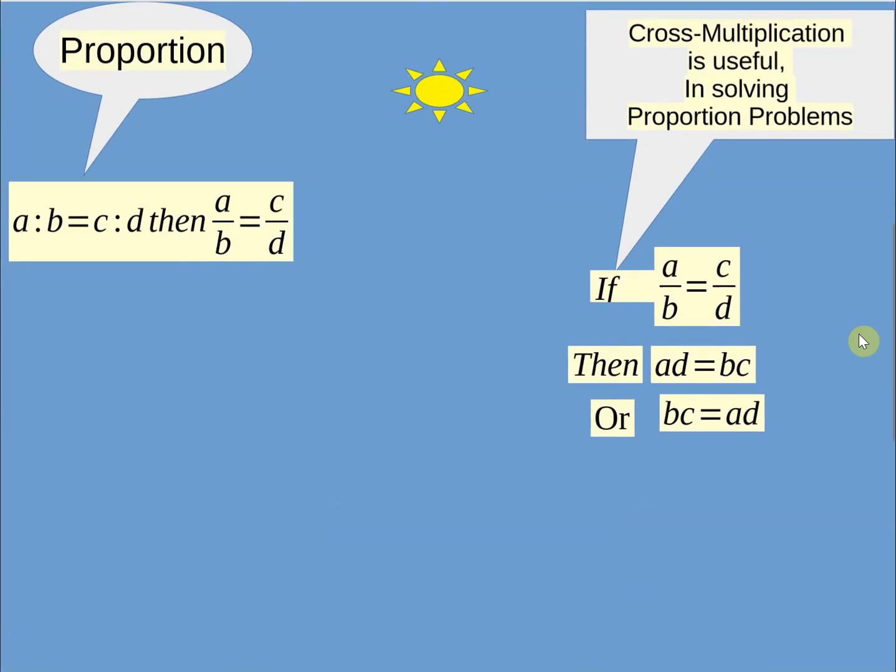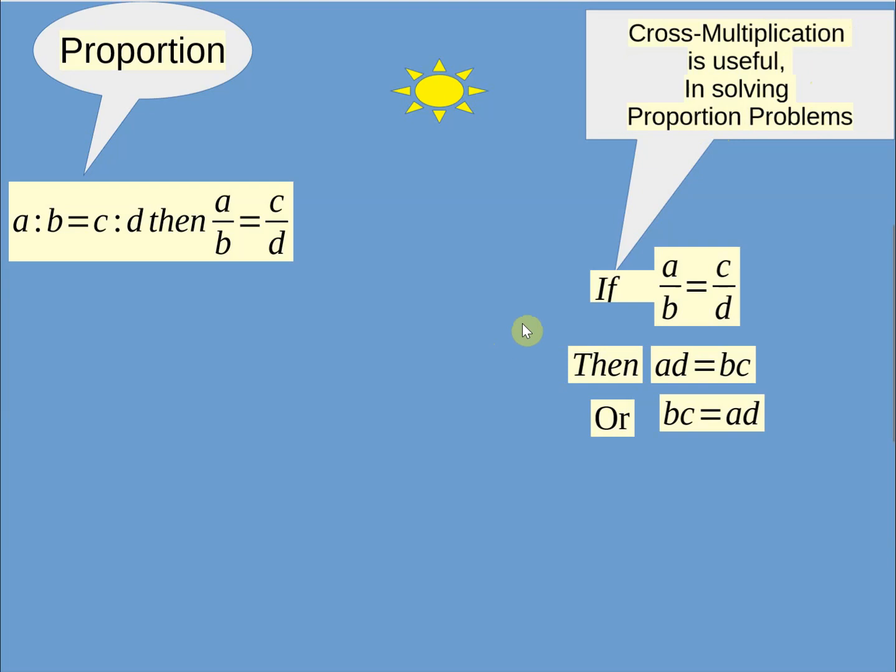Now, normally when we have a problem in proportion, one trick that is useful is cross multiplication. We can use it to solve a majority of proportion problems.